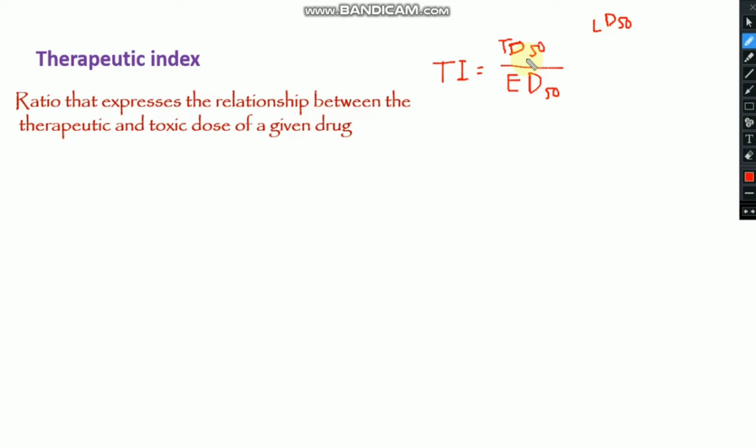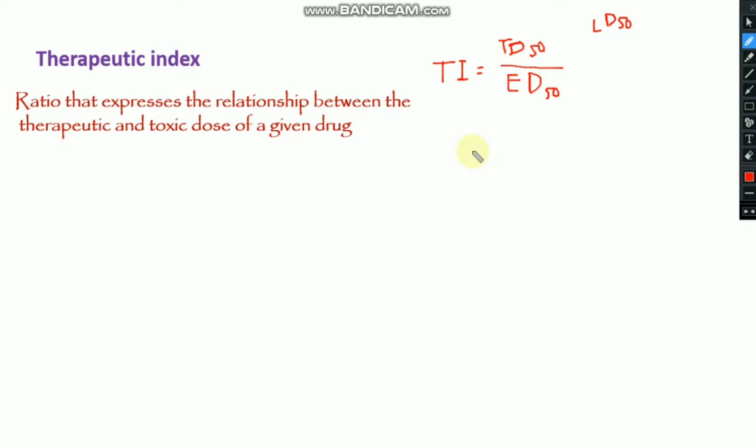The TD50 is the dose required to produce a toxic effect in 50% of the population, whereas the ED50 is the dose required to produce a therapeutic effect in 50% of the population. So this equation indicates that smaller TI values are preferable in drug development because they allow maximal benefit with minimal risk of side effects.